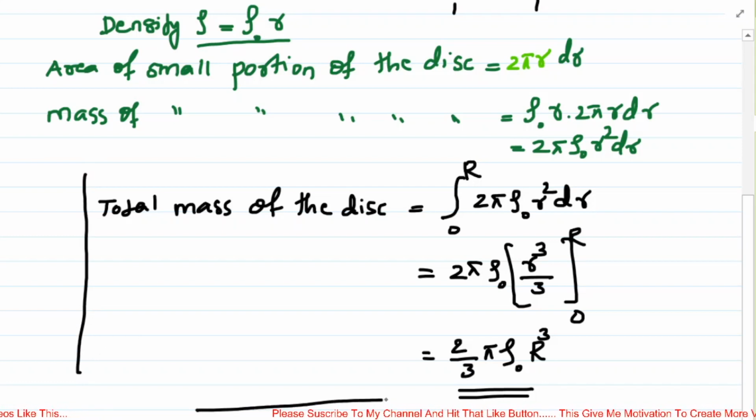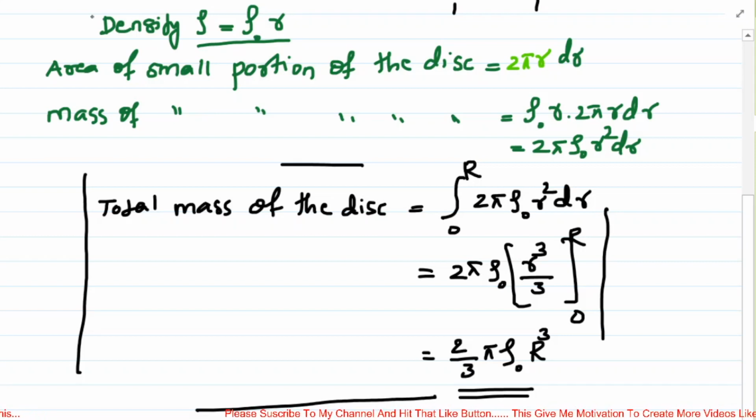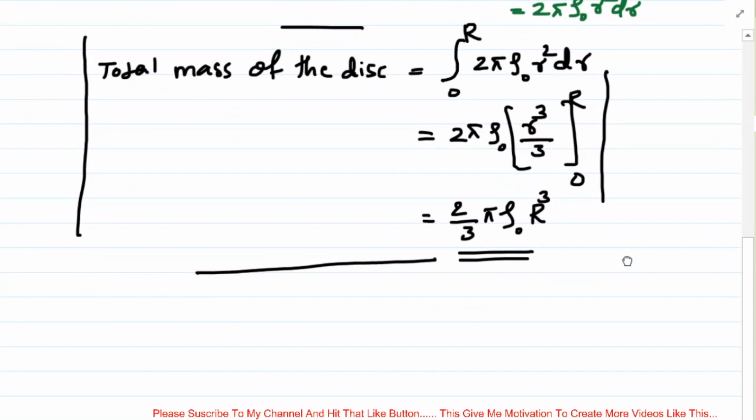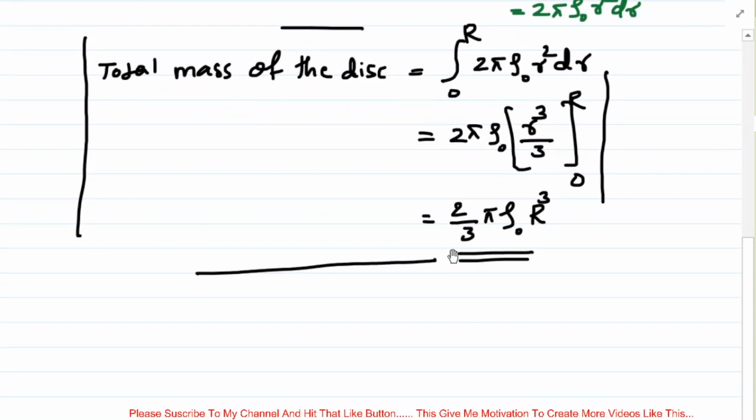Okay, now what we have done is, this was a very important part. We require this at the final step, right? That is why I am putting it inside a bracket. So I hope you can see this. We have calculated the mass of the disk to be 2 by 3 pi rho naught R cube.